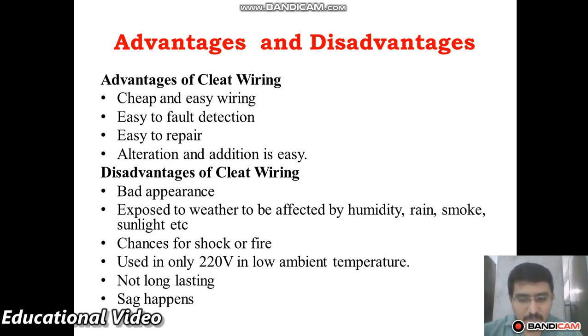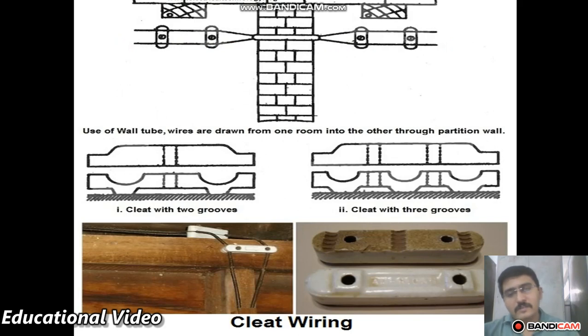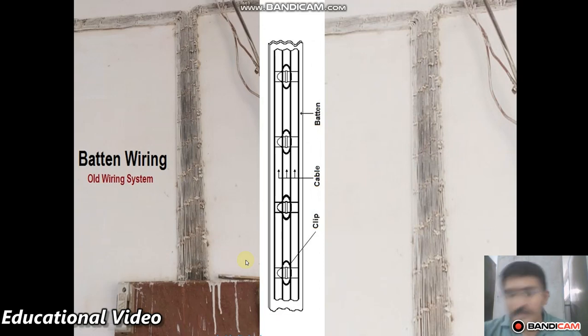Not long lasting, and sag will happen for this type of cleat wiring. This is the picture of cleat wiring. Here we are going to see the porcelain cleat having 3 grooves. Here 2 grooves are there, here 3 grooves are there. This is the picture. Then we'll see the next, batten wiring.